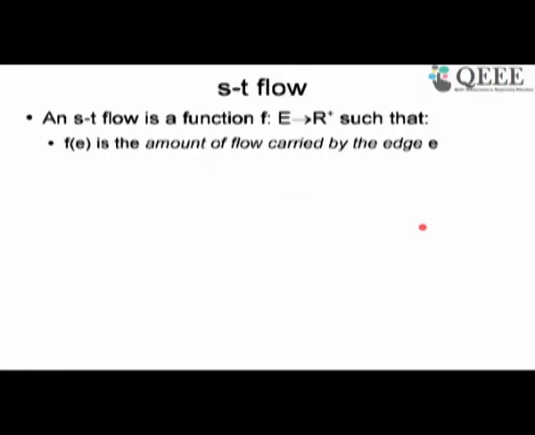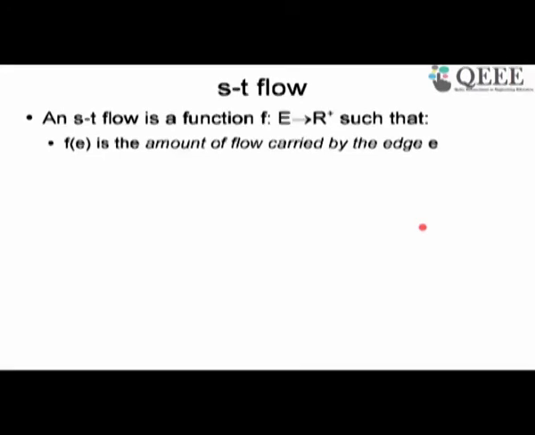Okay, so quickly we can move on to the definition of a flow. An ST flow means flow from S to T. S is the source, T is the target. An ST flow is a function f on edges. So you're associating with each edge a real number.